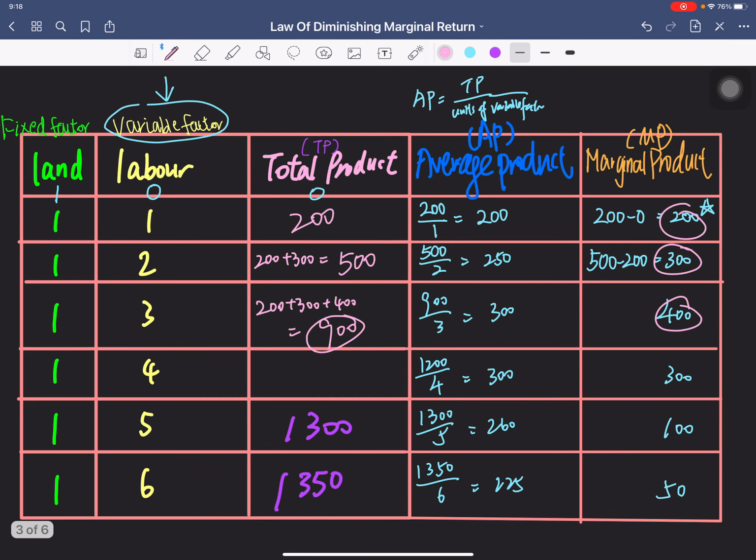The last one, similarly, 200 plus 300 plus 400 plus 300. So that's 1,200. I think right now you should be confident. Even if you are just given the marginal product, you can find the total product yourself.